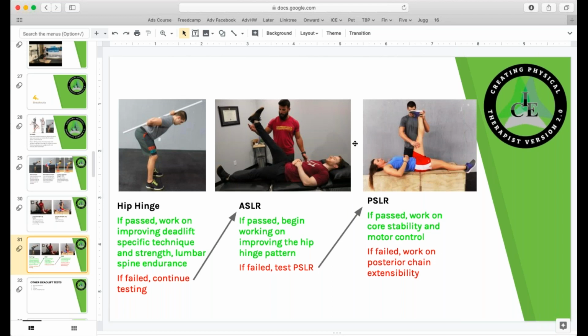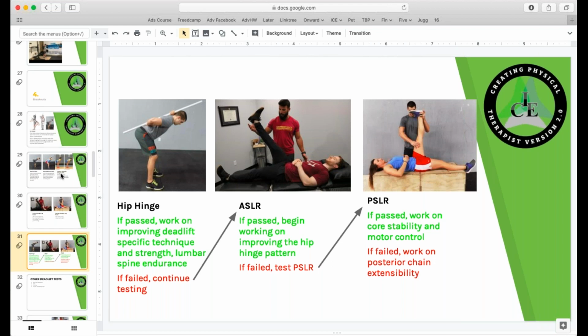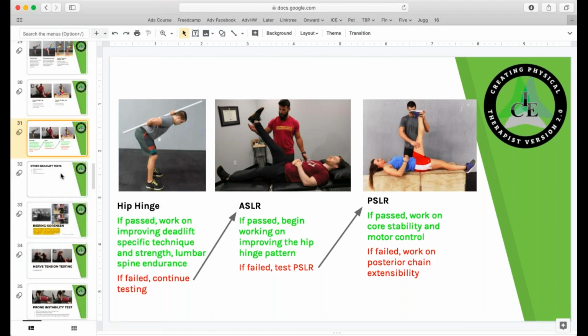But no matter where somebody is, from this perspective, I'm still doing some sort of loaded deadlift variation, or one of the variations or regressions from a deadlift that we'll talk about in a couple minutes. I almost always have people doing something along the deadlift spectrum.